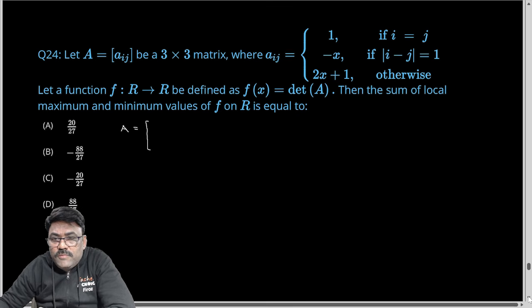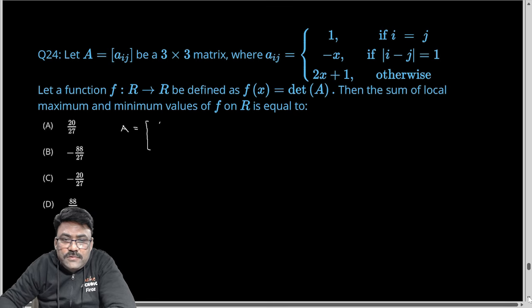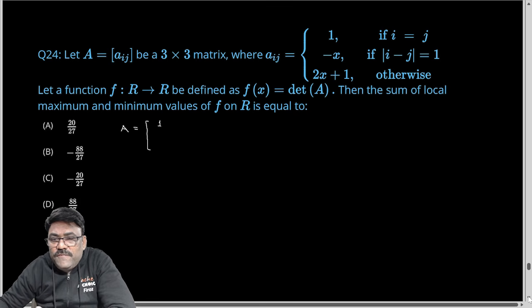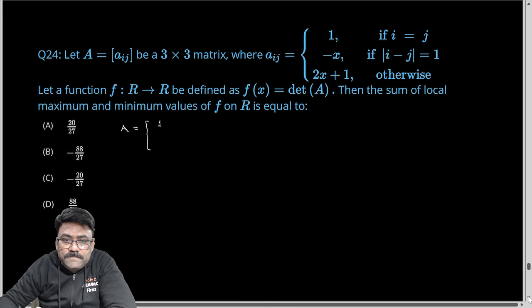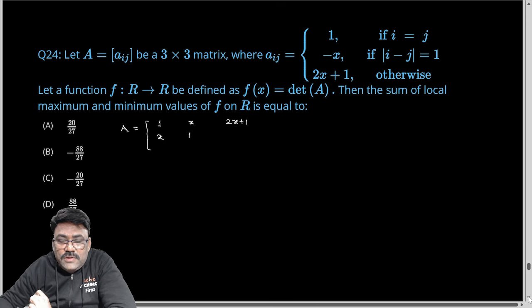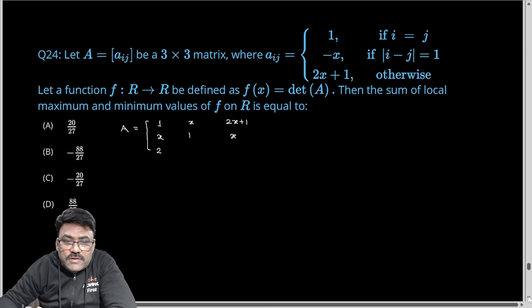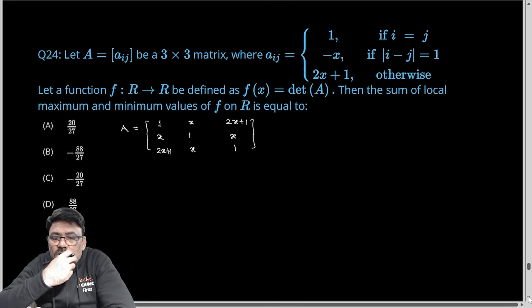So see, diagonal elements are obviously 1, if i is equal to j. When the difference of i and j is 1, element is x. So a12 is x. In other cases, it is 2x plus 1. So a13 is 2x plus 1. a21 and a23 are also x. a31 is 2x plus 1. a32 is x. a33 is 1. So this is the matrix A.